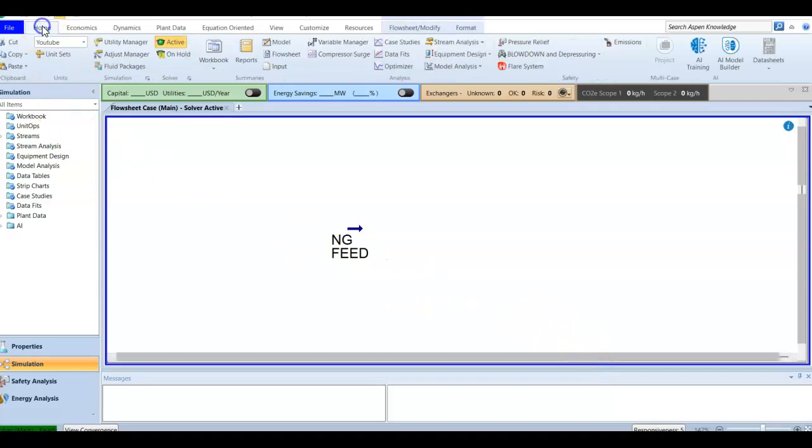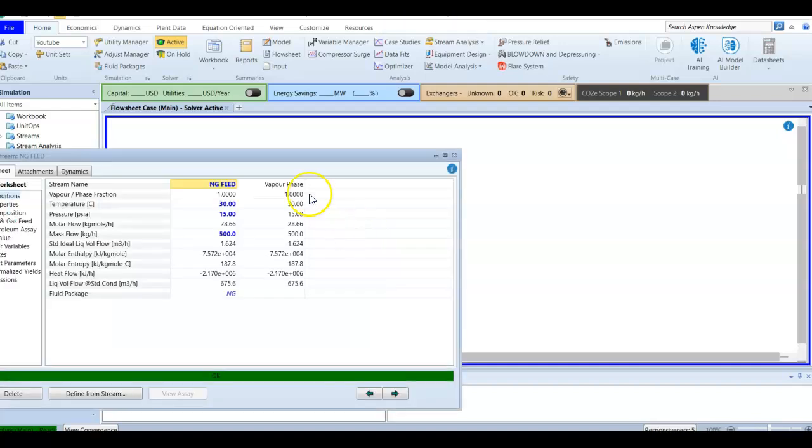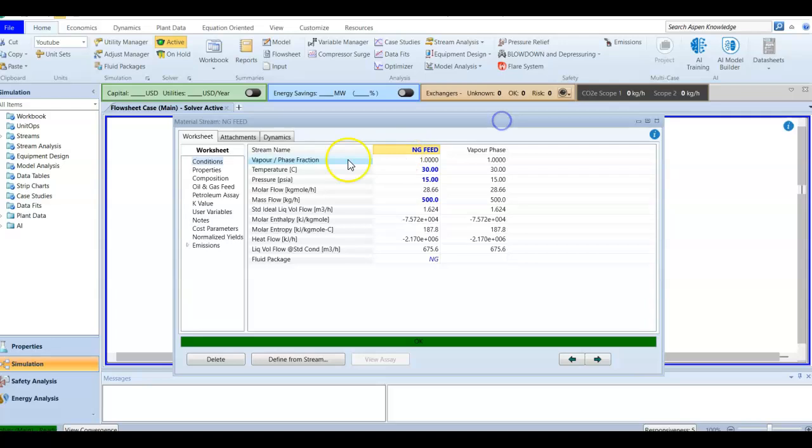So now if we go to home, my unit set here will be YouTube, which means this is the unit that I'm going to use while using YouTube. And this is the natural gas feed. If I double click and open it, you'll find out that the temperature is the same, but the pressure changes from kilopascal to psi absolute. So it will be 15, the one that I entered at the beginning of this video.